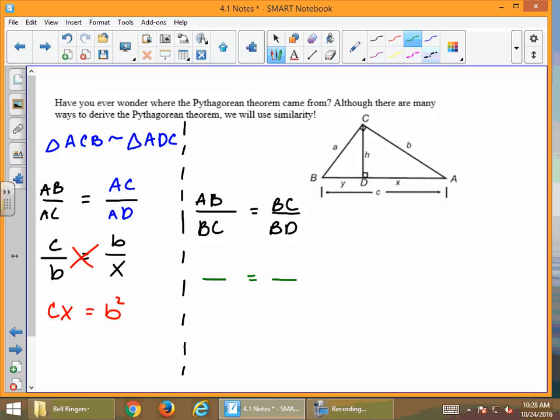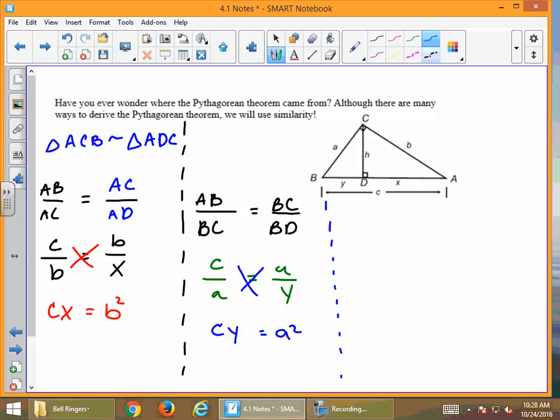Okay? What little letter represents AB? What did we say before? C. Good. What little letter represents BC? We said A represents BC. Which little letter represents BD? Y. And again, what are we going to do to get rid of these fractions? Cross multiply. So C times Y is just CY, and A times A is A squared. There's that other little piece.